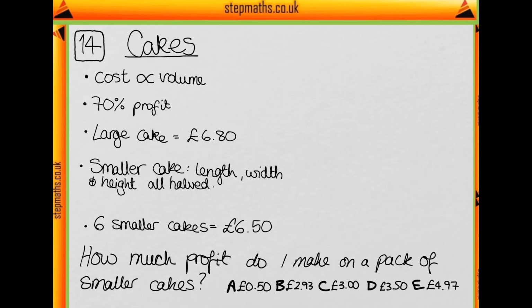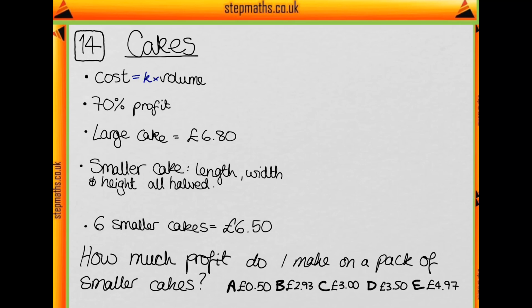This is question 14, and this is a question about cakes. So we're told that the cost of a cake is directly proportional to the volume. This means that the cost is equal to k times the volume, where k is some constant. We're also told that the large cake gives 70% profit.